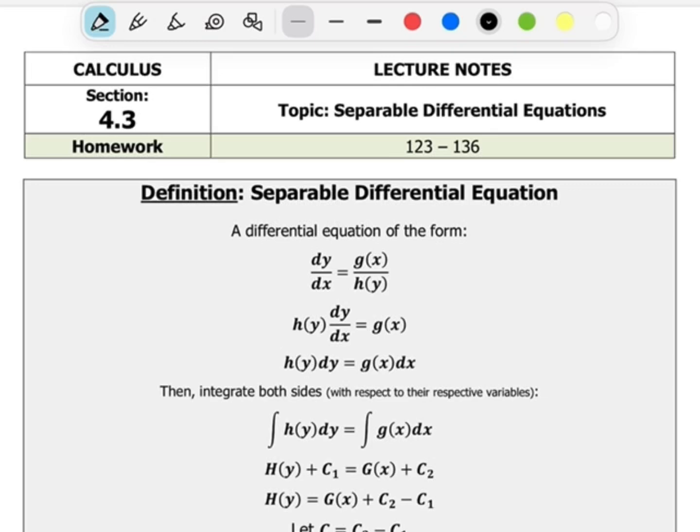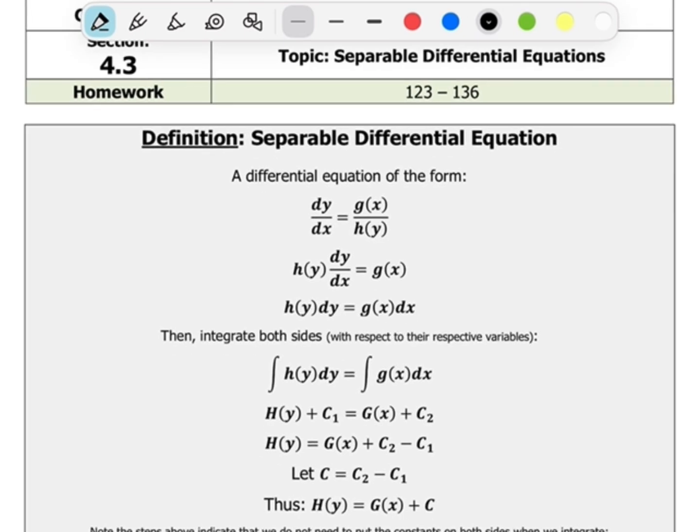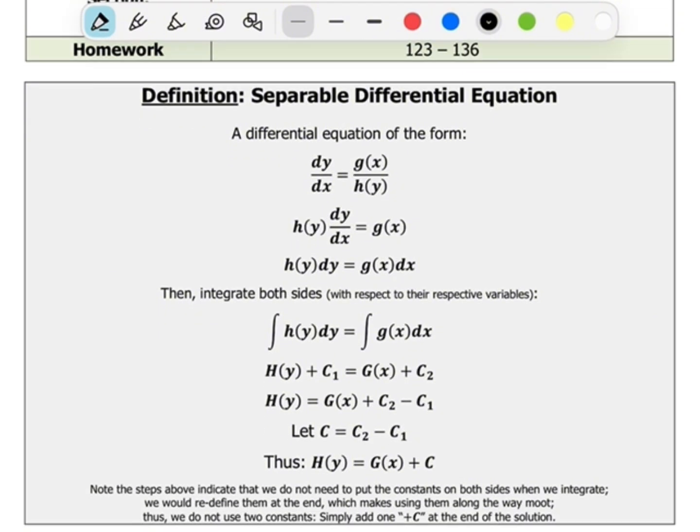Welcome to section 4.3, separable differential equations. Separable differential equations have the form dy over dx equals g of x over h of y. And what separable means is that you can separate the differentials. You can separate the dy's and the dx's.